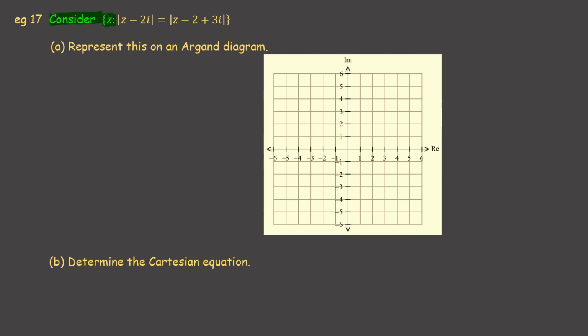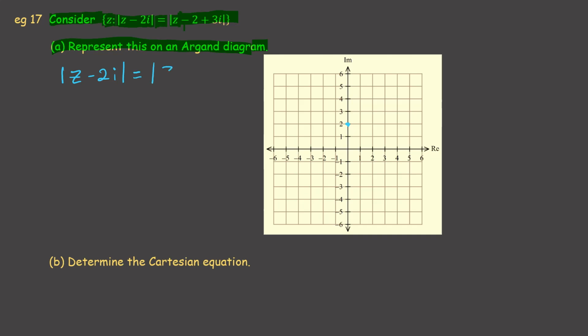Consider the set of values of z such that the distance of z from 2i is equal to the distance of z from a point we'll determine in a moment, because I like to rewrite that. So we're asked to represent it on an Argand diagram. So I've got mod z minus 2i. That's the distance of z from 2i, which is this point here in our diagram.